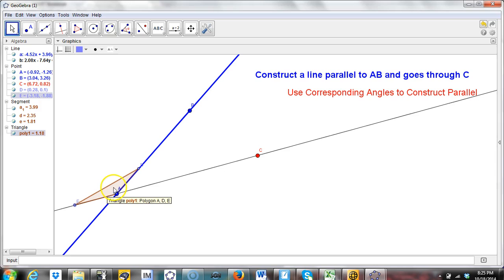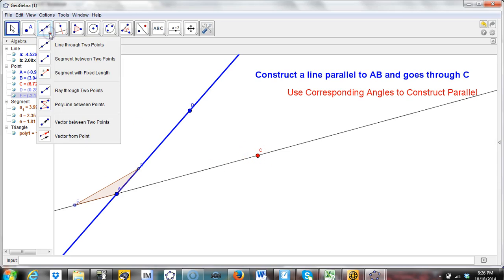Its corresponding angle, which means that if I have a line right here, then this upper left angle would be the corresponding spot. So all I have to do is translate this triangle, which is really all I care about, really translating this angle, to this point C. Let's try that.